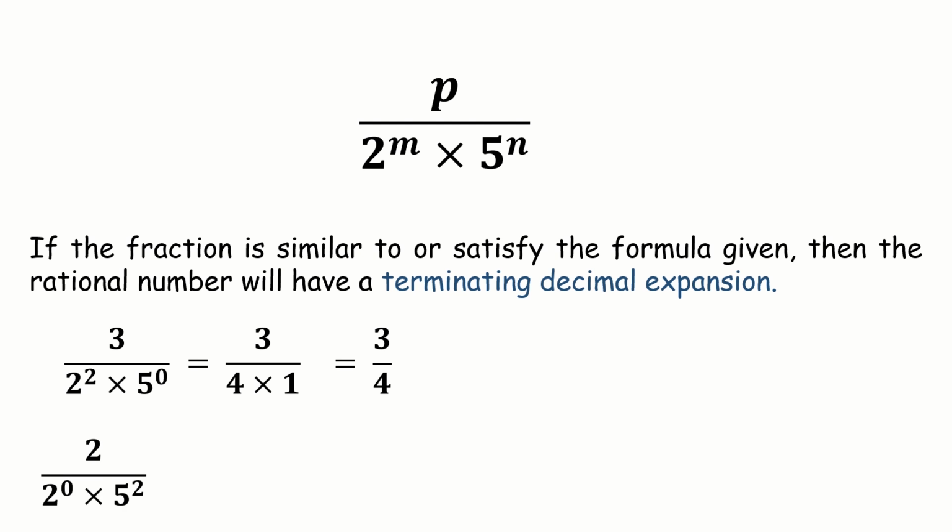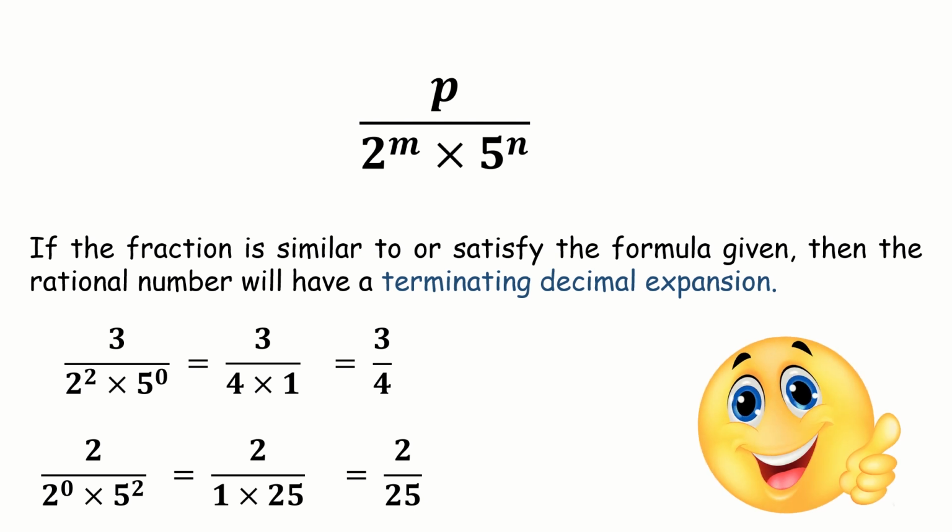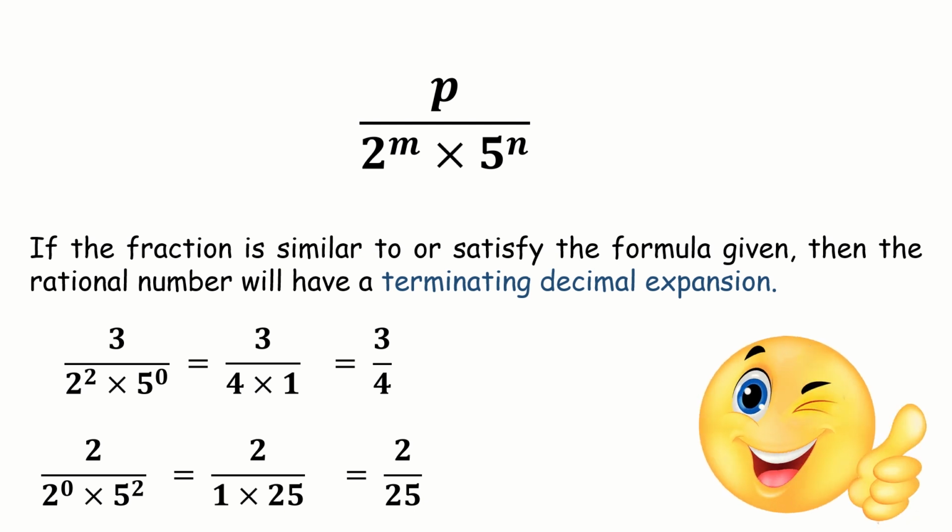Let's look at another example. 2 over 2 power 0 times 5 squared. So we'll say 2 over what? What is 2 power 0? 1 times 25. So that is 2 over 25. This is an example of a terminating decimal expansion if it is expanded. Now, let's take a look at recurring decimals. How do they look? So don't forget to use this formula when necessary, okay?